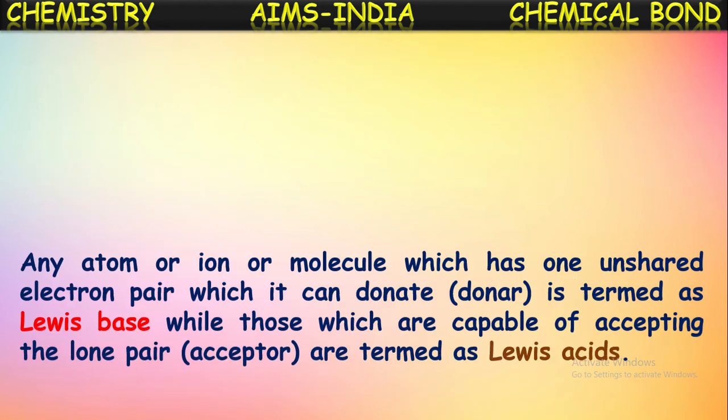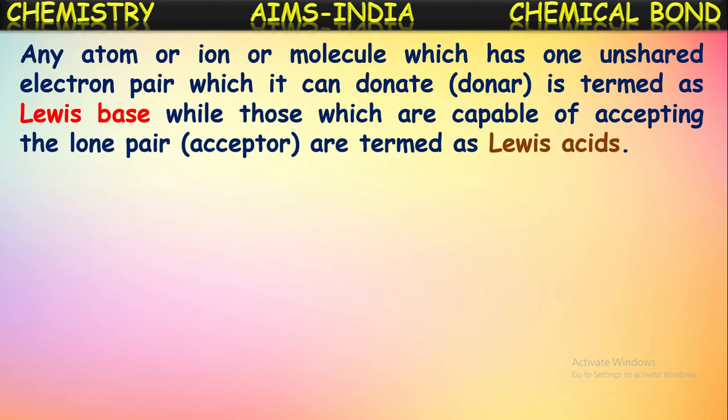Okay, here any atom or ion or molecule which has one unshared electron pair which it can donate is termed a Lewis base, while those which are capable of accepting that lone pair of electrons are termed Lewis acids. So to say simply, in the dative bond formation, the atom or molecule or ion which is donating the pair of electrons is known as a Lewis base, while the atom or molecule or ion which is accepting that pair of electrons in the formation of a dative bond is called a Lewis acid.